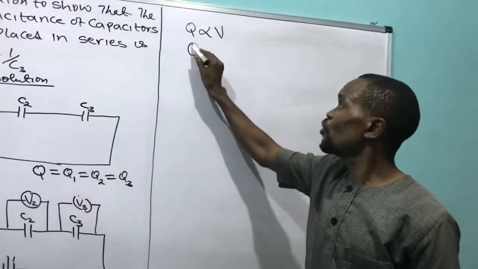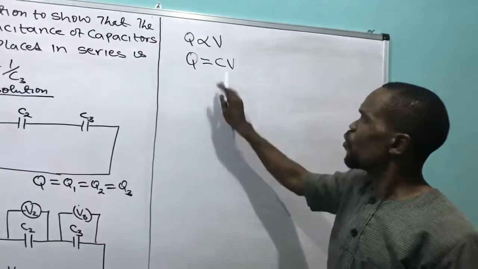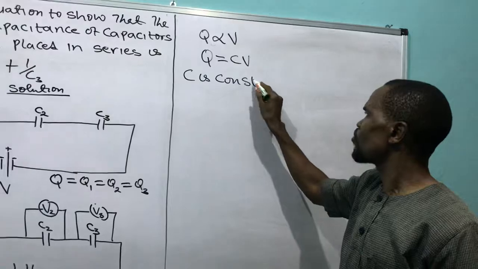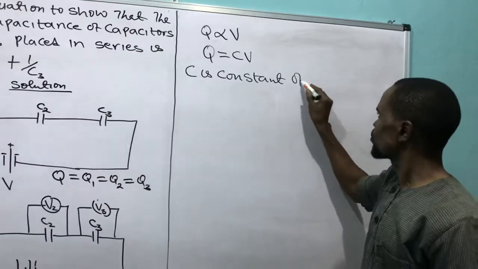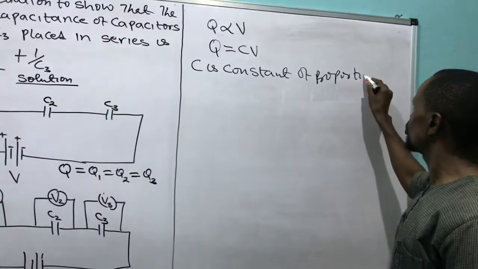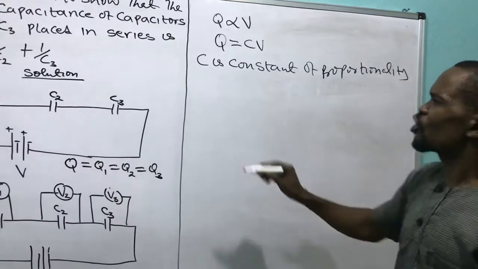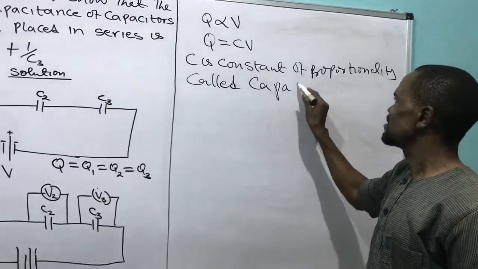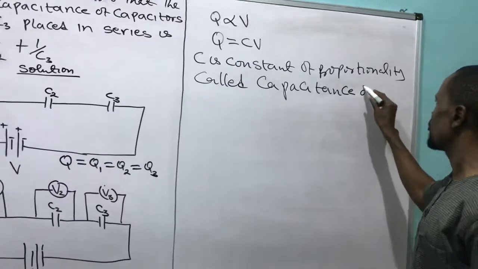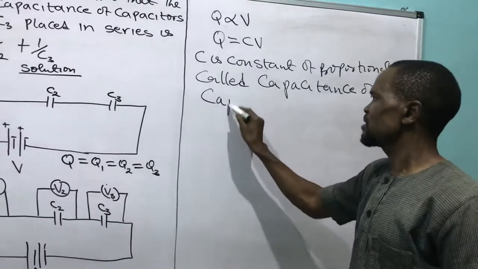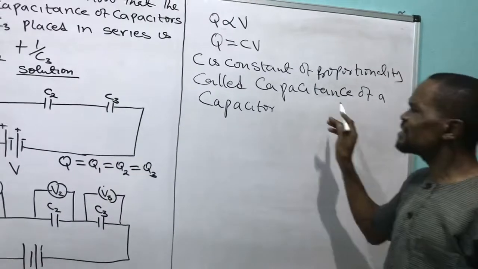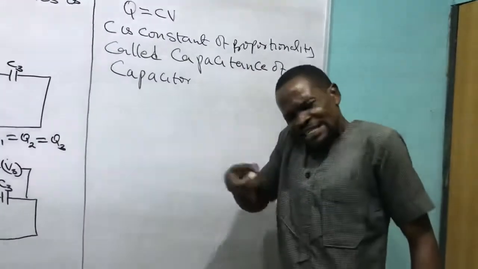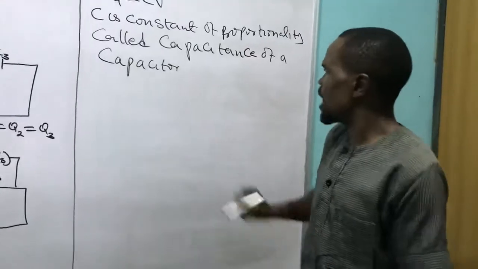Then we have seen that the charge which a capacitor is going to store is directly proportional to voltage. Then Q is equal to what? Q = CV. What is C? C is a constant, the constant of proportionality, called what? Capacitance of a capacitor. And this capacitance is the ability that enables a capacitor to store a charge. The ability.